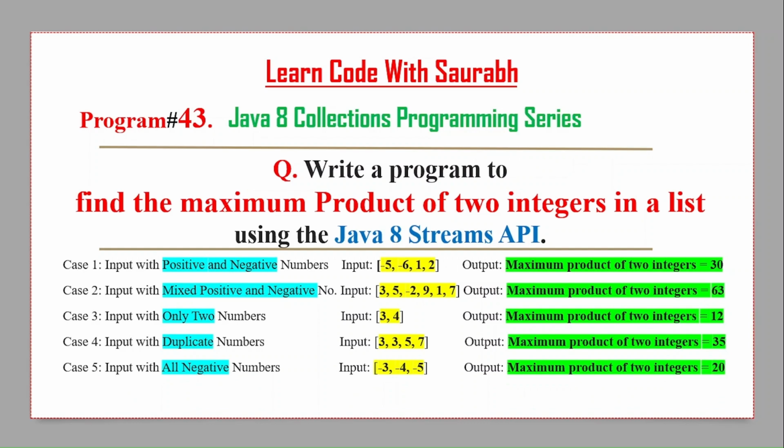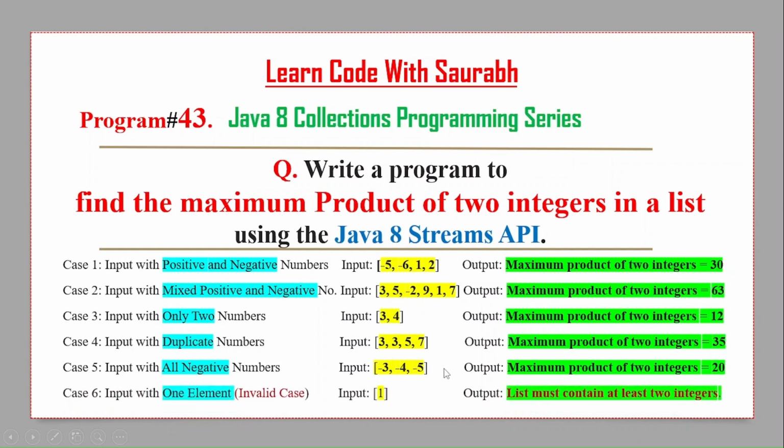And in case number 5, we will take all negative input. You can see negative input like minus 5 and minus 4, which are the maximum negative values, and they will be multiplied. If we multiply minus 4 into minus 5, it will give a positive value. So the maximum product of two integers equals 20.